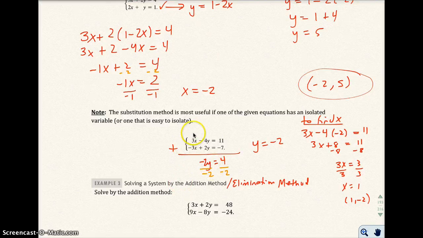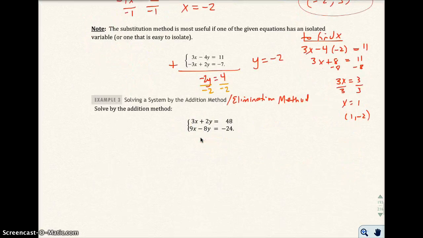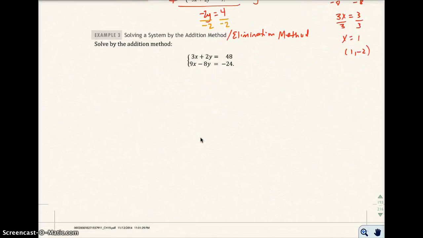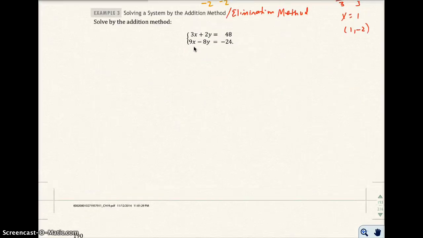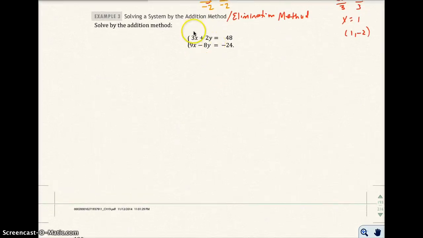Now, that's nice because if I added these two equations together, one variable eliminated, what I call the elimination method, eliminated automatically. That happens sometimes, but not very often. So if I look at this next example 3, if I were to add these two equations together, I would get 12x minus 6y equals 24. Nothing eliminated, and that's not good. You want one of the variables to eliminate immediately.